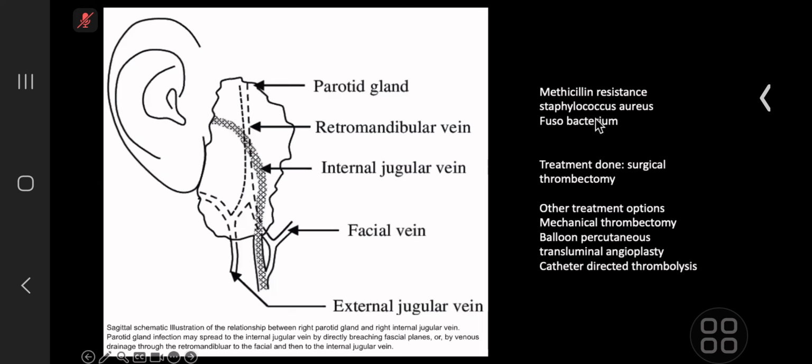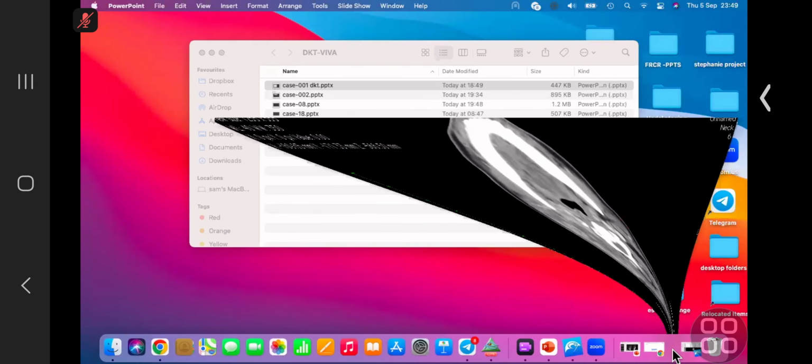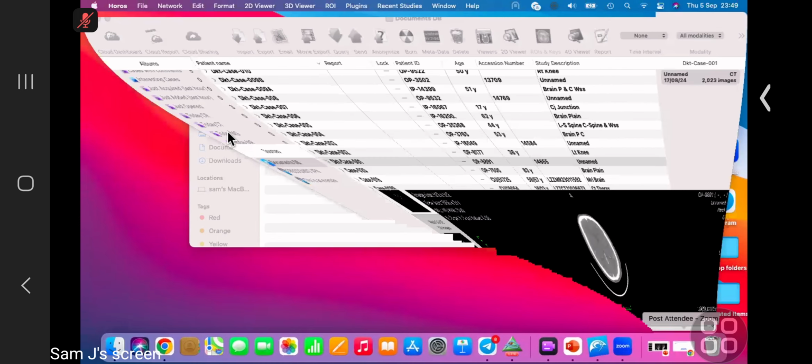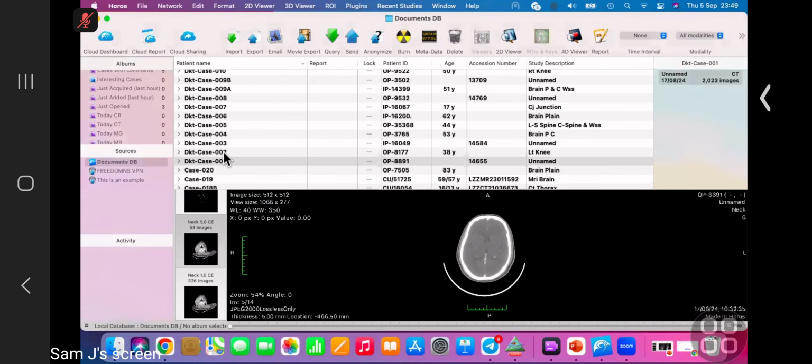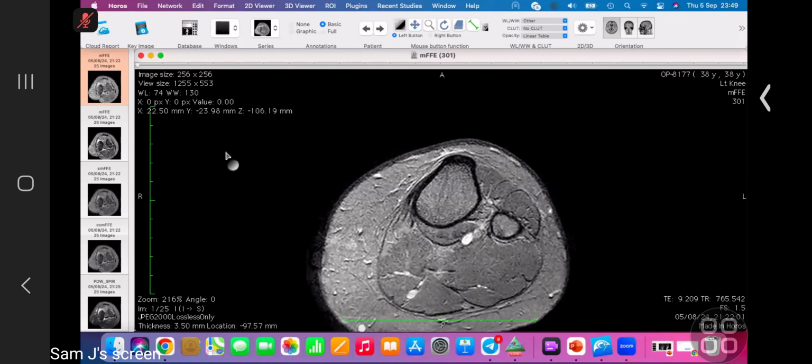All right, I'll show you the next case for you. Just a second. All right, this is case 2 for you. Should I scroll again? No, I didn't find it.